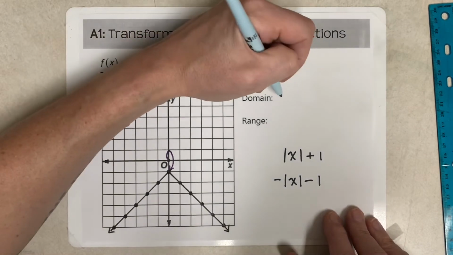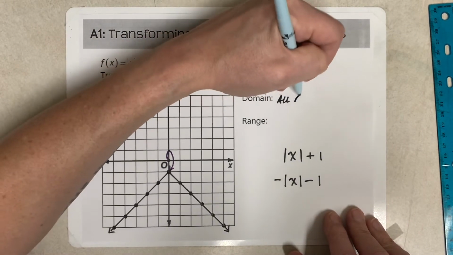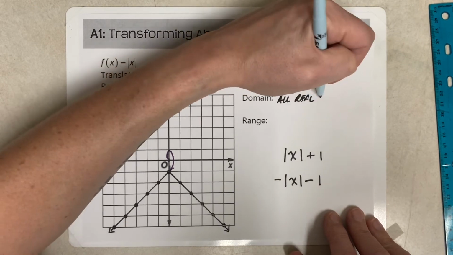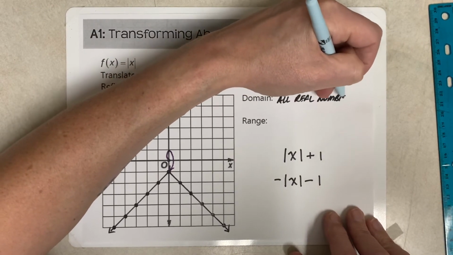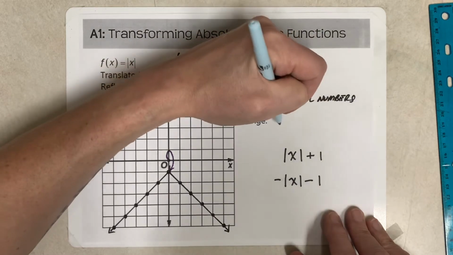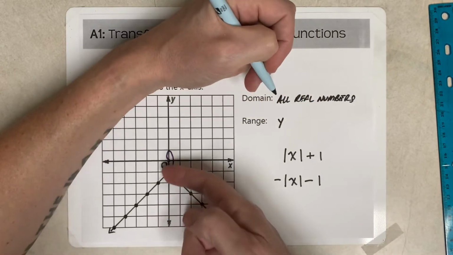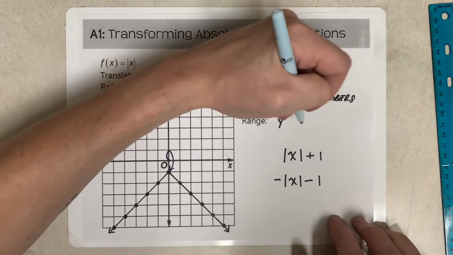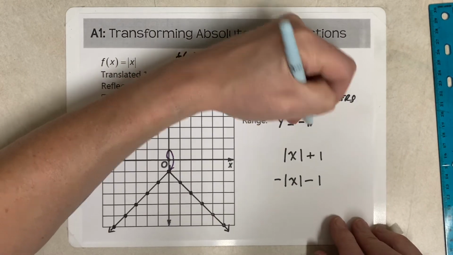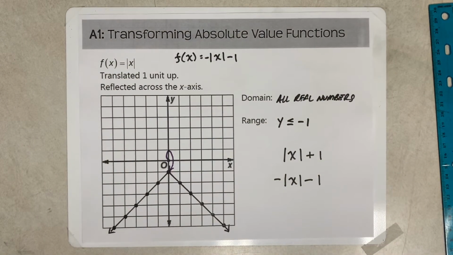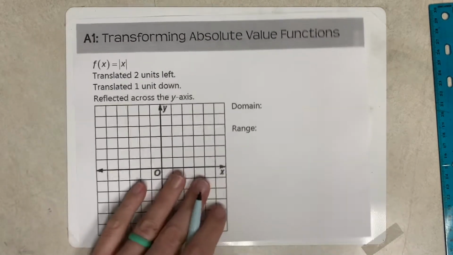The domain is all real numbers again. And your range is going to be all y now from negative 1 down, all y less than or equal to negative 1. Okay, this one.